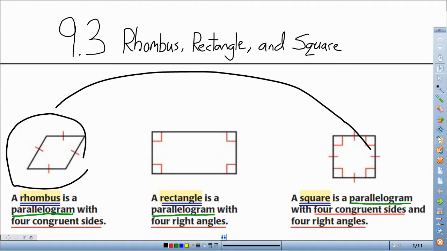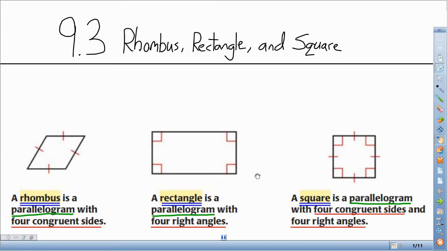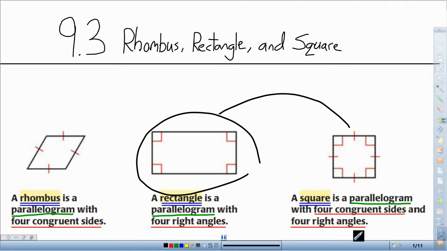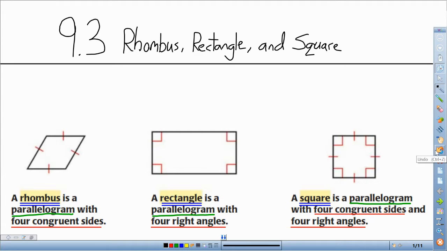And then when it comes to a rectangle, is a rectangle a square? What do you think? Again, sometimes. It could be, if it happened to have four congruent sides, it would be a square. So that's the weird thing to wrap your head around. A square is always a rhombus and a rectangle, but a rhombus is only sometimes a square, and sometimes a rectangle is a square.